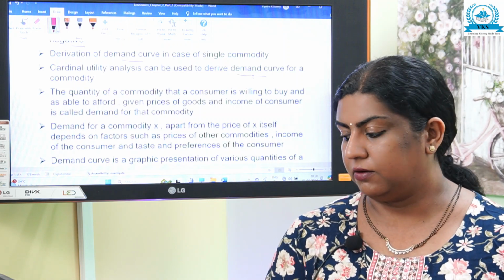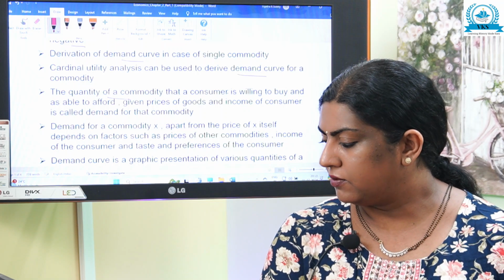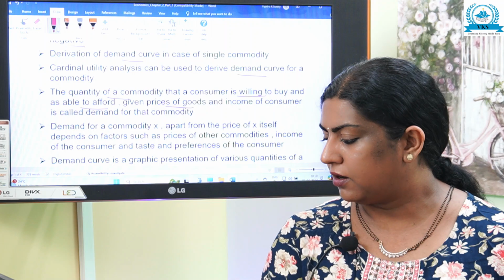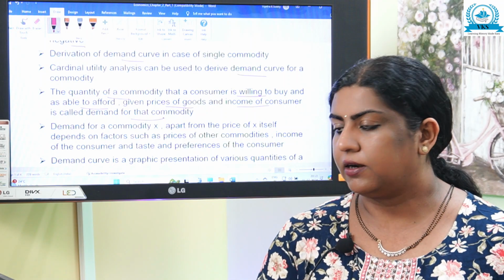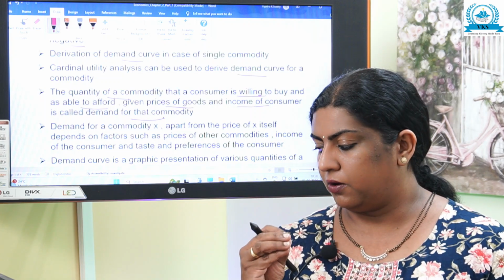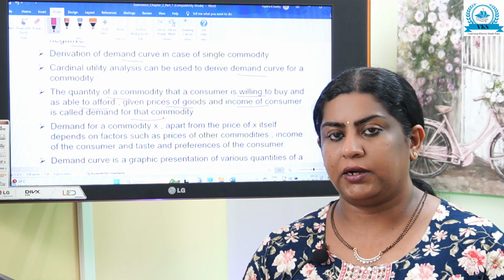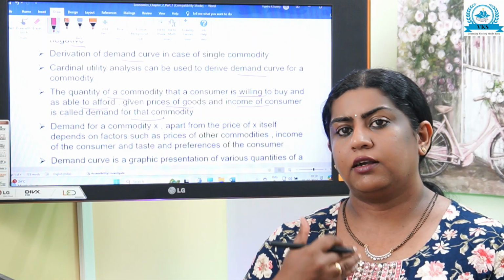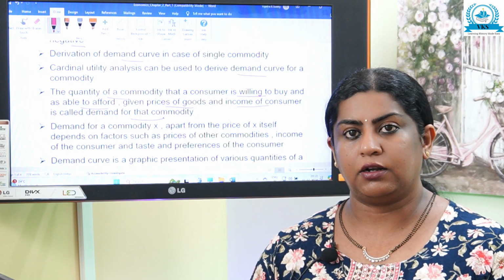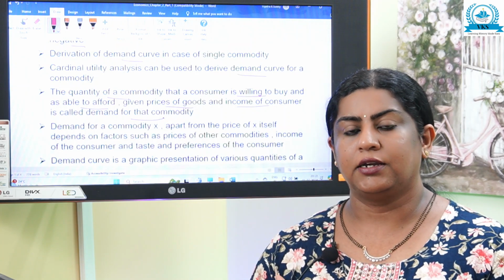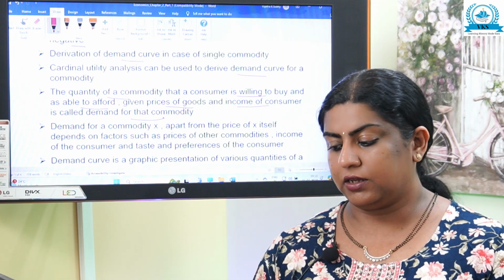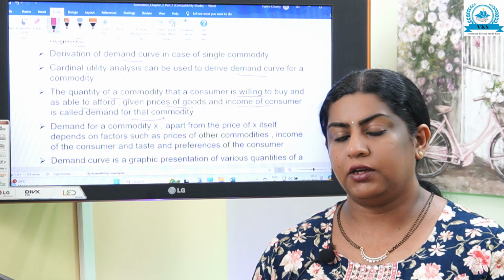So what is demand? The quantity of a commodity that a consumer is willing to buy and is able to afford, given the prices of goods and the income of the consumer, is called the demand for the commodity. So what is demand for a commodity? How much of a commodity a consumer is willing to buy and is able to afford. See, only wanting to buy is not enough. They should have the money to buy it. So how much that person is able to afford, given the prices of goods and the income of the consumer, is called the demand of the commodity.